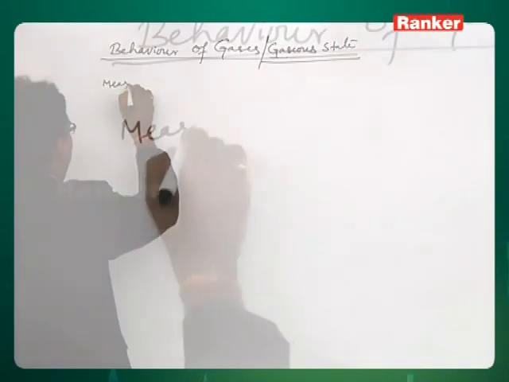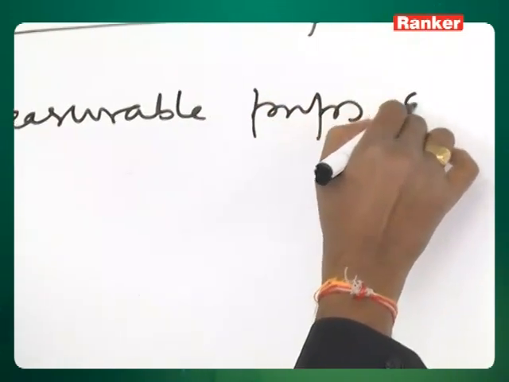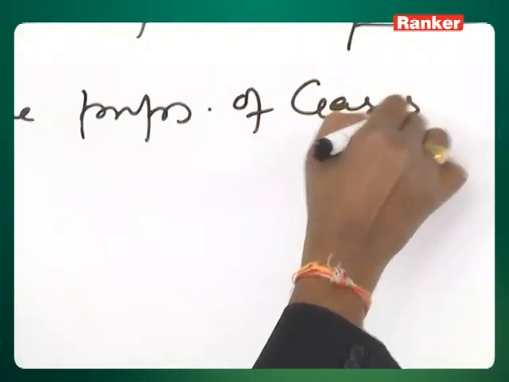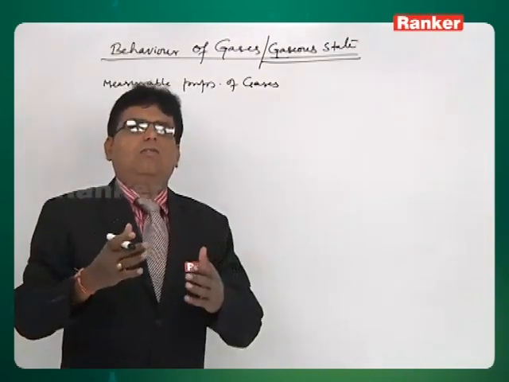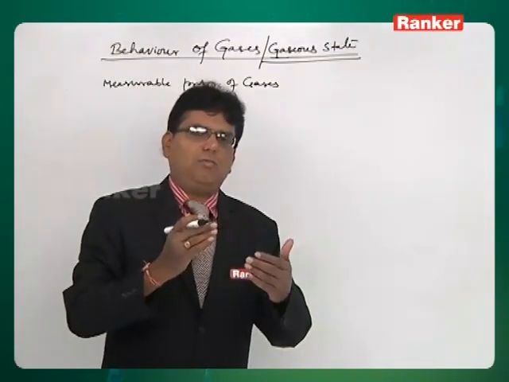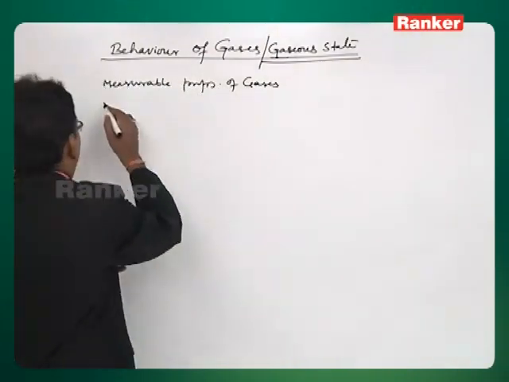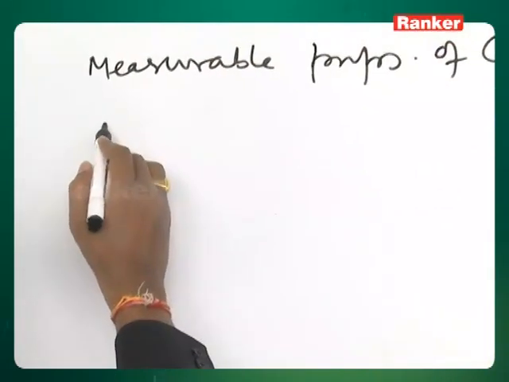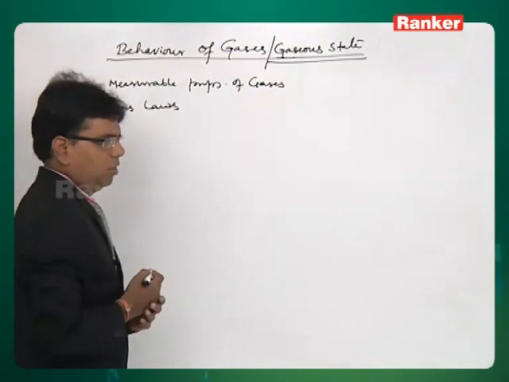measurable properties of gases. That means, in order to define a gas, what are the characteristic properties, what are the measurements that we should make. And then the behavior of gases is explained by certain gas laws. So, then we have to discuss the gas laws.